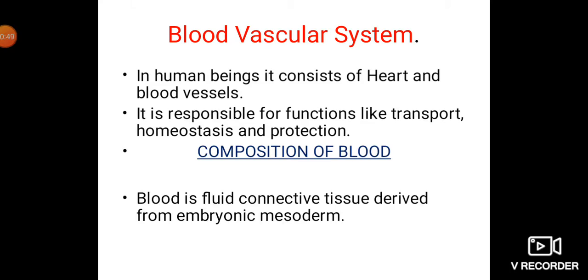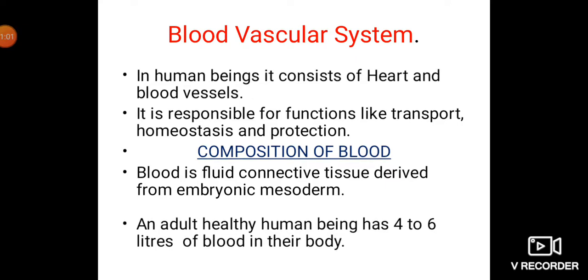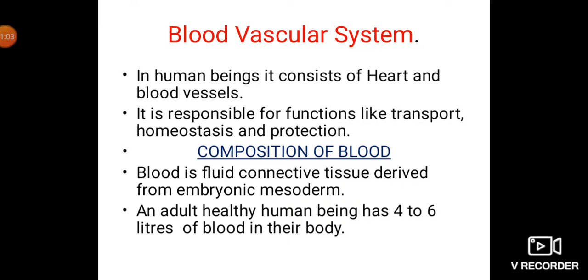Composition of blood. Blood is a fluid connective tissue derived from embryonic mesoderm. An adult healthy human being has 4 to 6 liters of blood in their body.